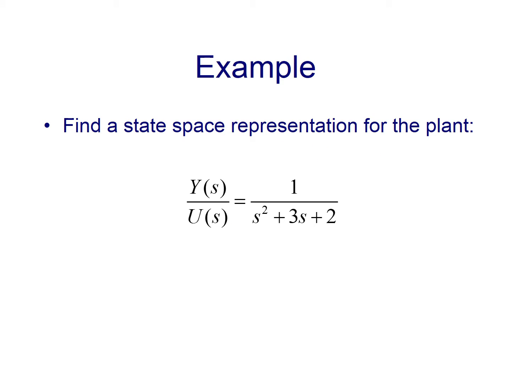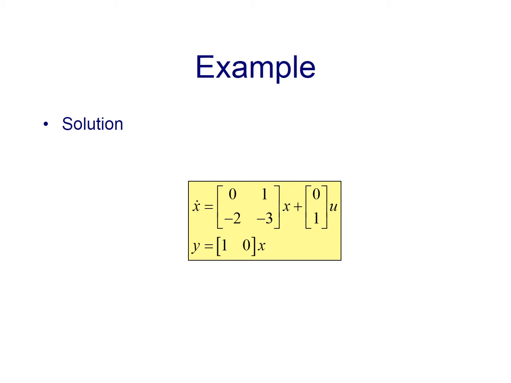Let us try an example. Find a state space representation for this plant. If you remember, this example was solved in classroom. But anyway, the idea here is to multiply and divide times some function x of s, and then make equal numerators. I mean, y of s equals x of s, and u of s equals denominator s squared plus 3s plus 2 times x, and then obtain the inverse Laplace transform. And finally, just rename x1 equals x and x2 equals x dot, resulting in this solution.